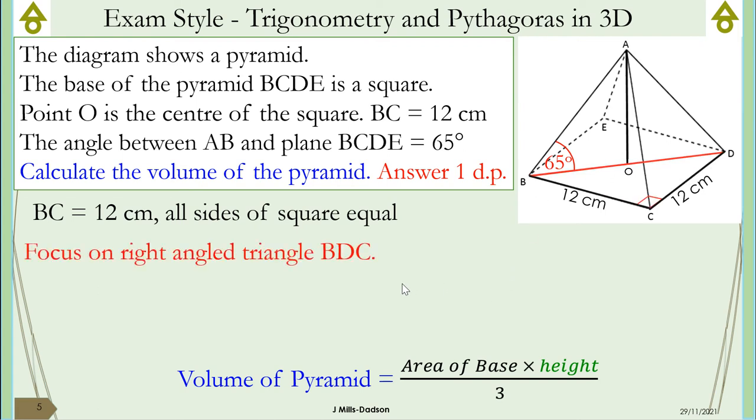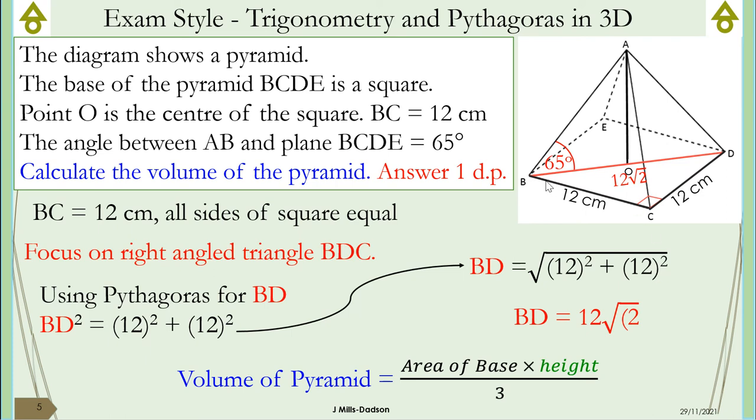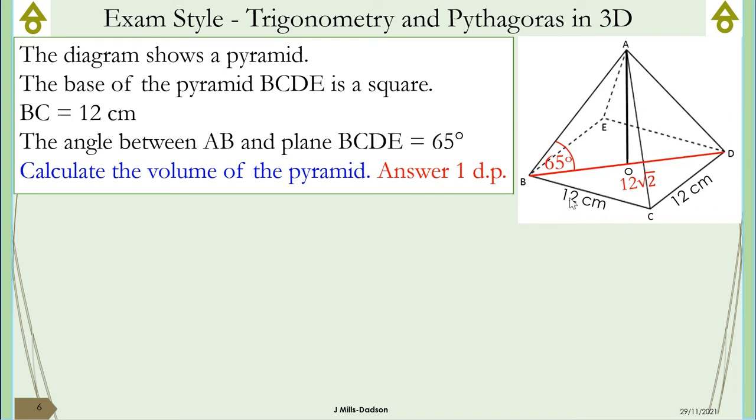So looking at it carefully, let's focus on BDC. That is the hypotenuse of a right angle triangle. So using Pythagoras, BD squared is 12 squared plus 12 squared. And using the calculator, BD is the root of 12 squared plus 12 squared, and that gives us 12 root 2. So I know BD as 12 root 2. Now, I need to work out BO, so that I can use BOA to help me work out the height.